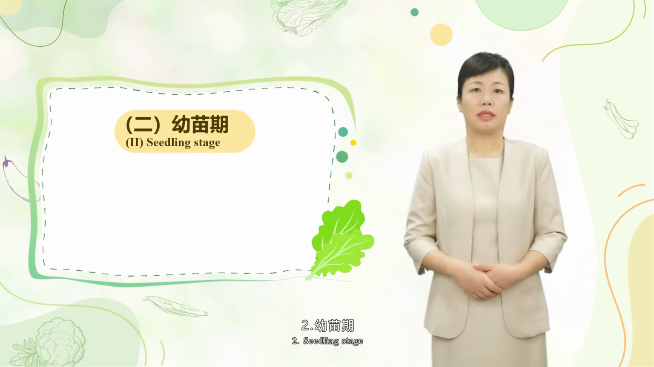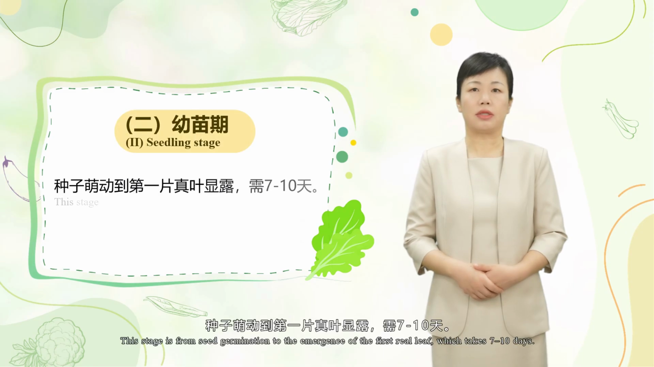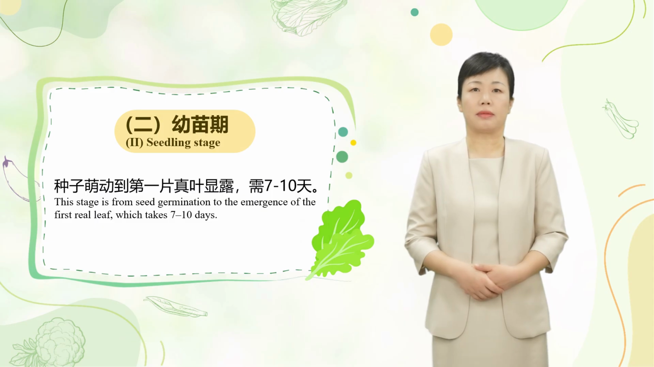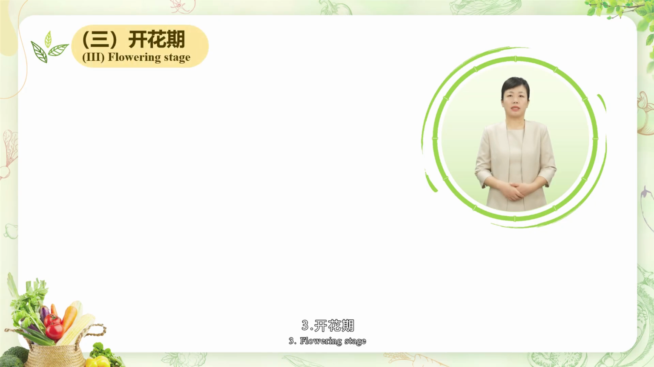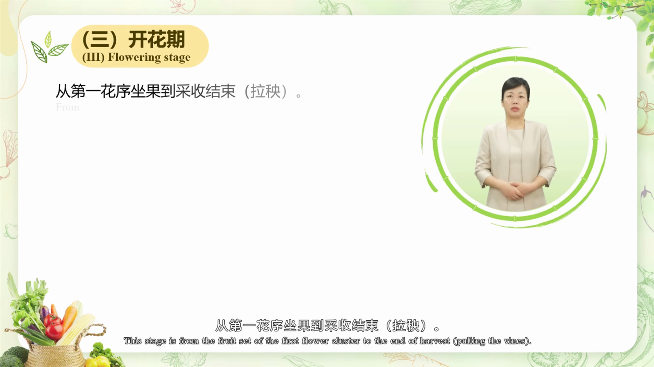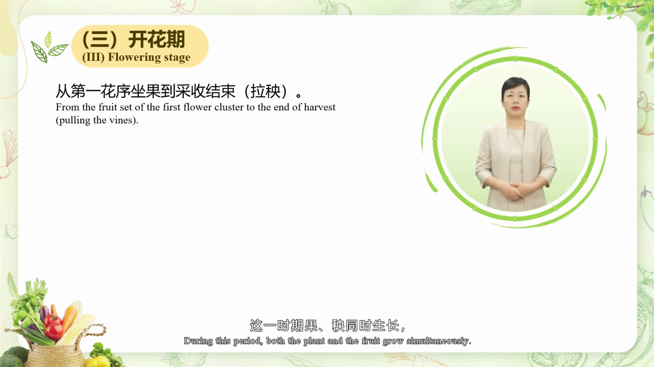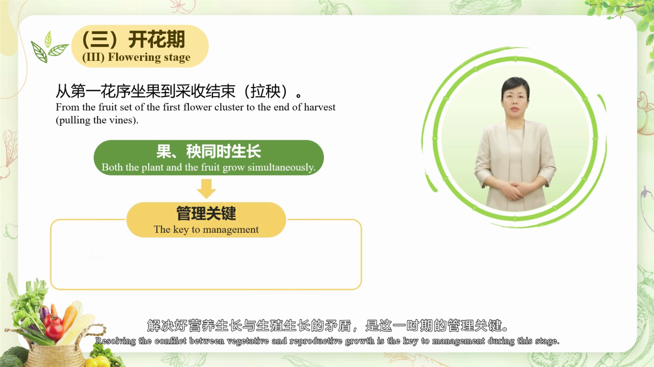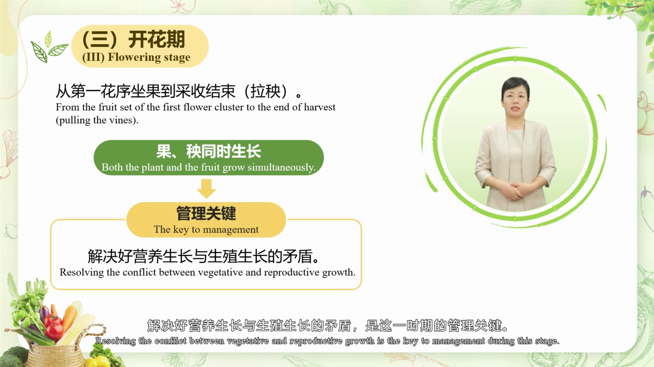2. Seedling stage. This stage is from seed germination to the emergence of the first real leaf, which takes 7 to 10 days. 3. Flowering stage. This stage is from the fruit set of the first flower cluster to the end of harvest, pulling the vines. During this period, both the plant and the fruit grow simultaneously. Resolving the conflict between vegetative and reproductive growth is the key to management during this stage.